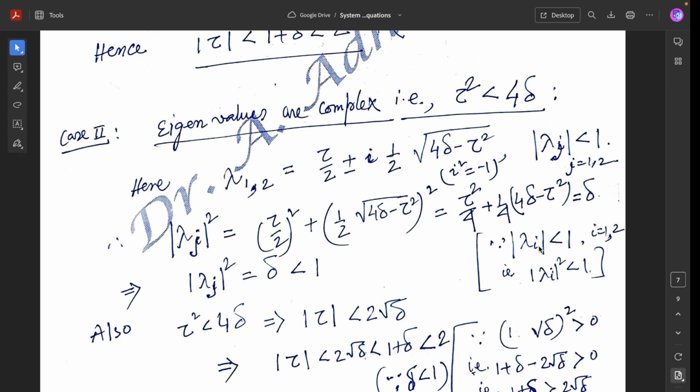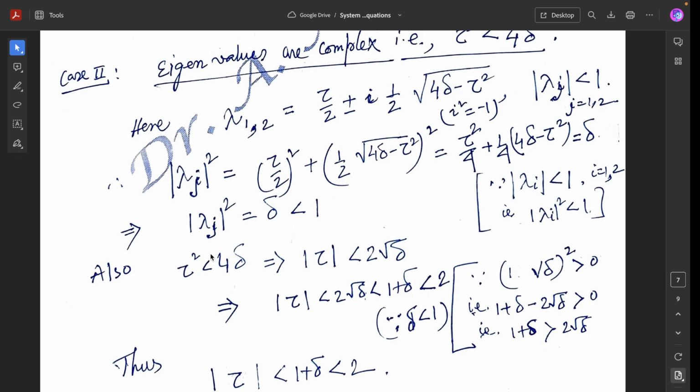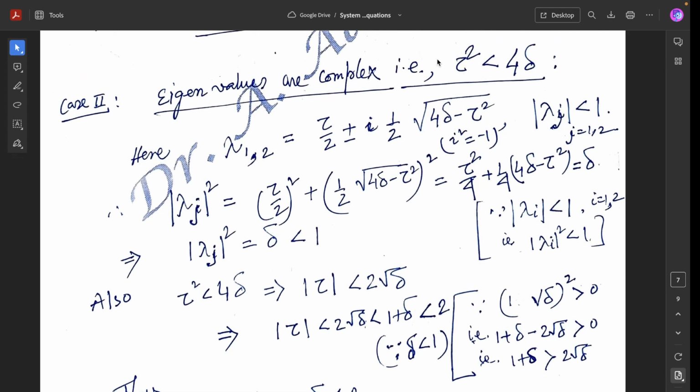Now modulus of lambda j is less than 1. So modulus of lambda j square is less than 1. Hence modulus of lambda j square, which equals delta, is less than 1. Also tau square is less than 4 delta. Our assumption is this. So this implies modulus of tau is less than root 2 into root delta.